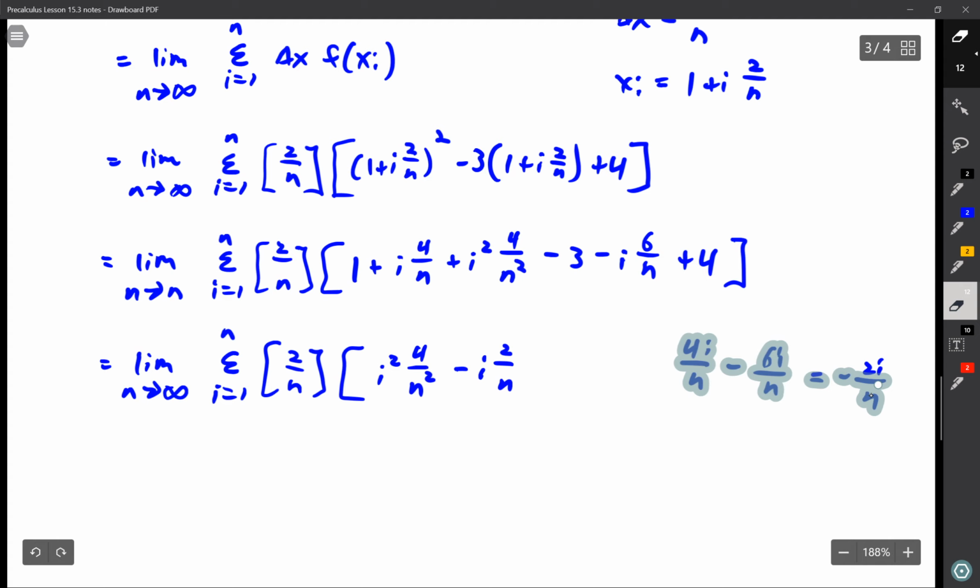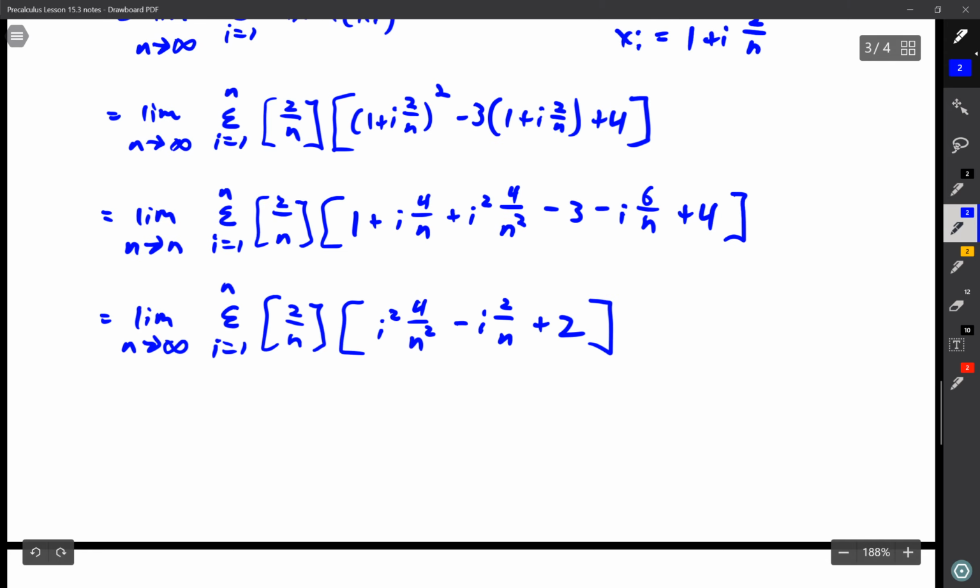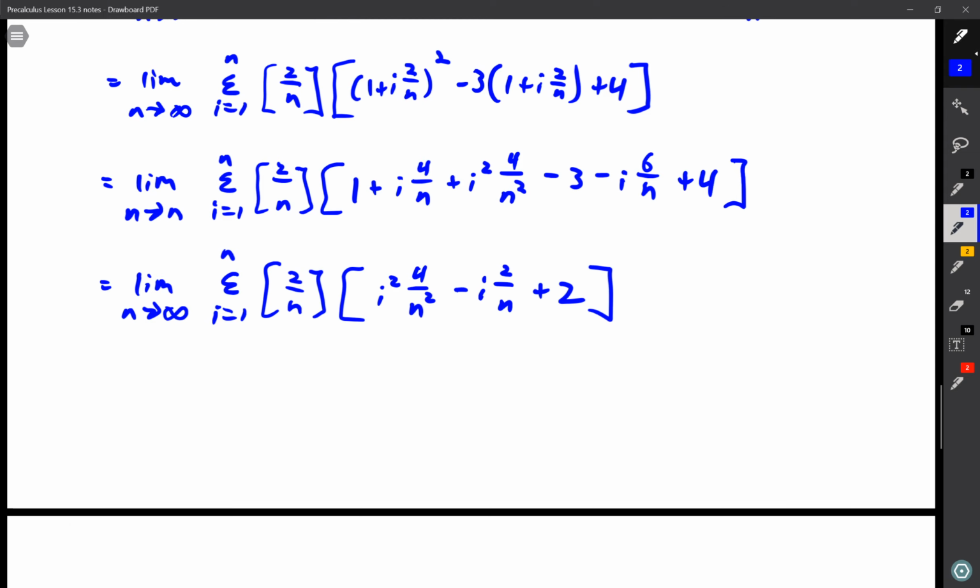Okay, and then how about my constants? I have 1 minus 3 plus 4, so that's the same thing as 5 minus 3, so that gives us a plus 2. Okay, now, at this point, I can use my sum of i squared.